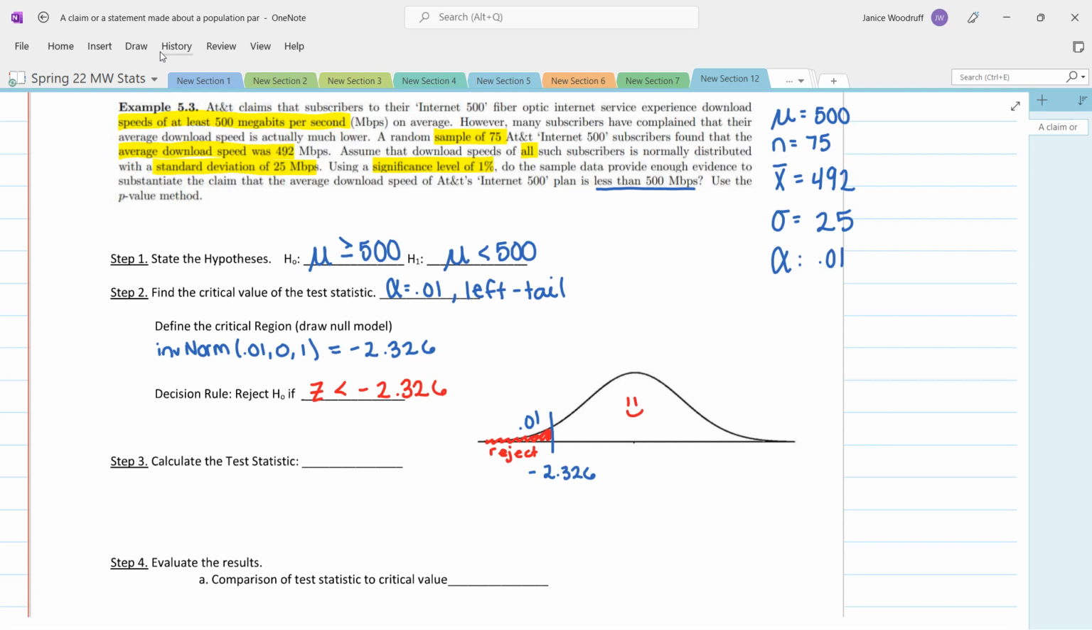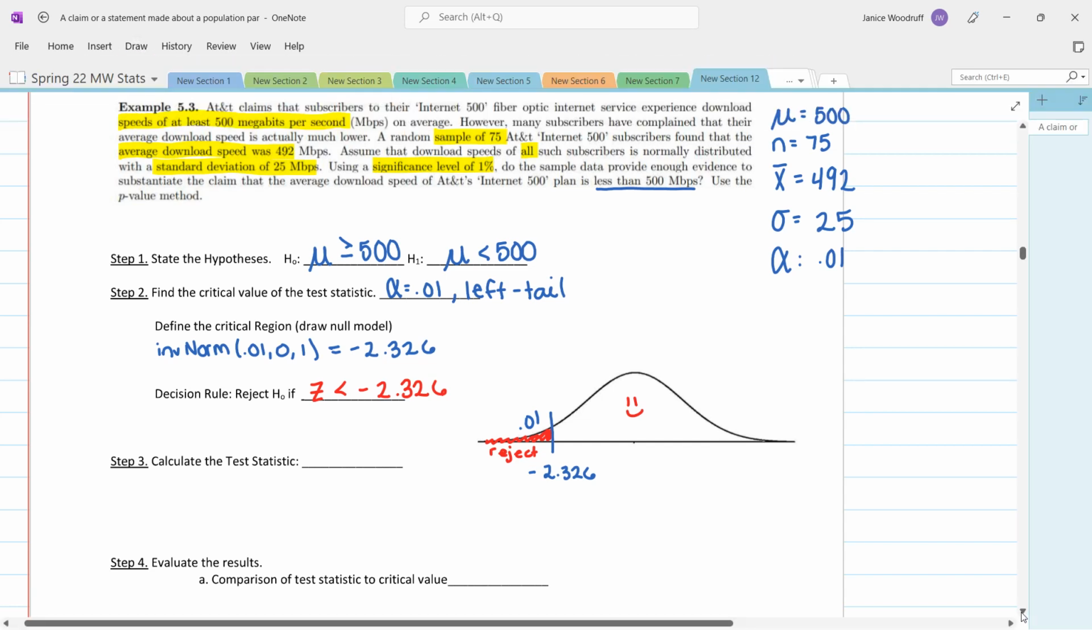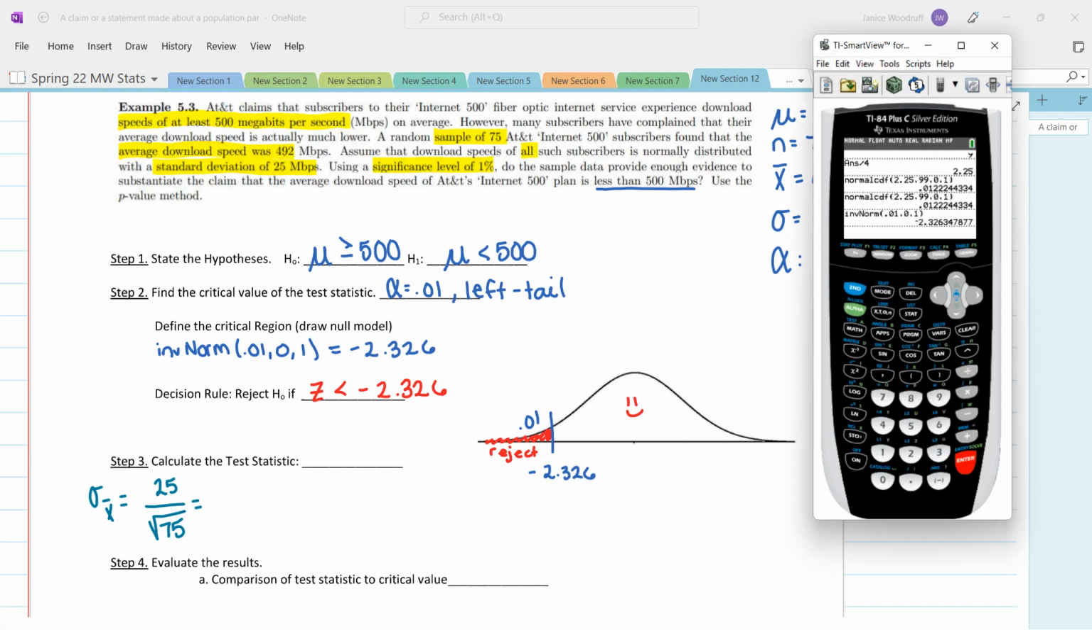Okay, we will calculate the test statistic. So first we need the standard deviation of x bar. So that will be our standard deviation of our population, which is 25, over the square root of 75. That will give us 2.8868.